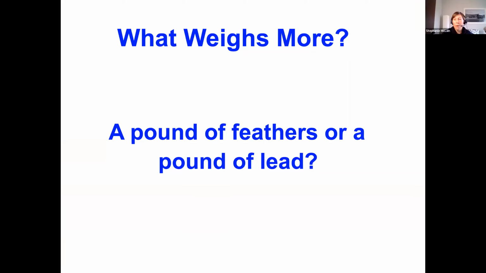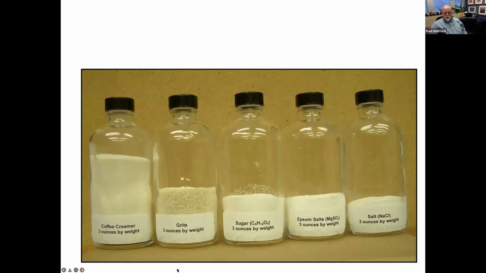All right. Now, my point here is this. If I take creamer, grits, sugar, and salt, and I weigh them out, 3 ounces, they're all 3 ounces. A pound is a pound. But when you look at how much is in each one of these jars, you notice I got a lot more coffee creamer because it's much lighter.